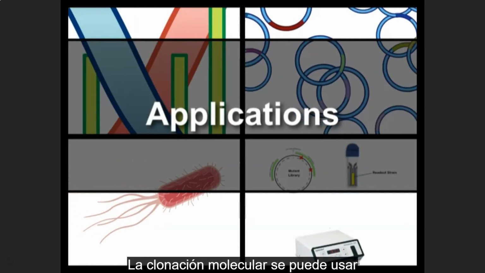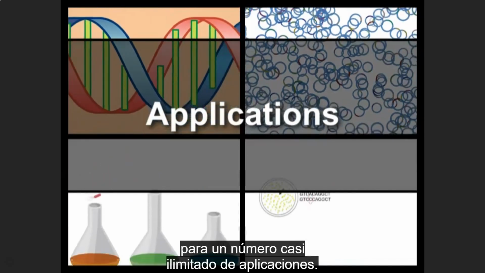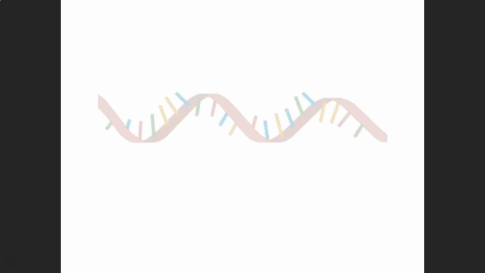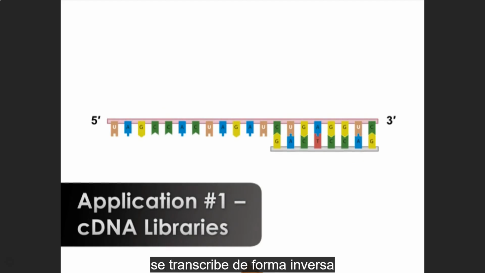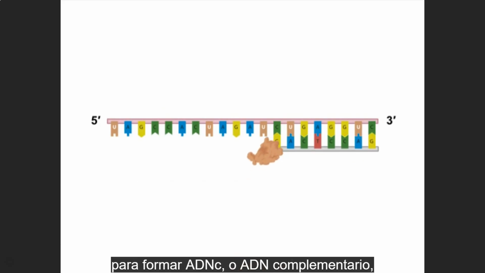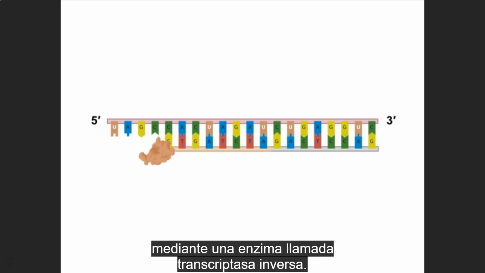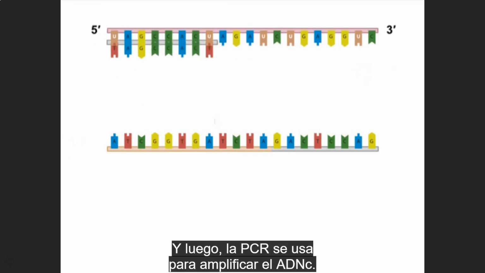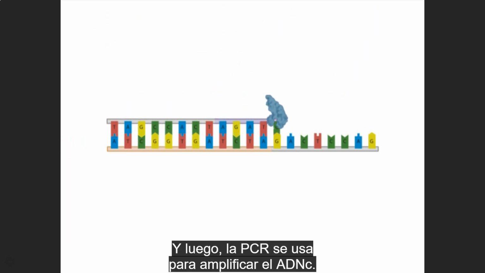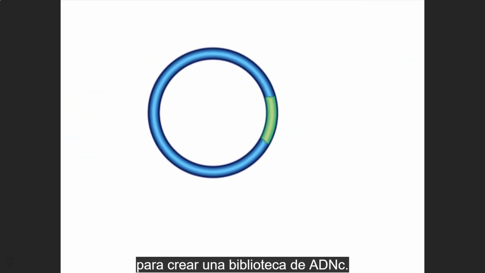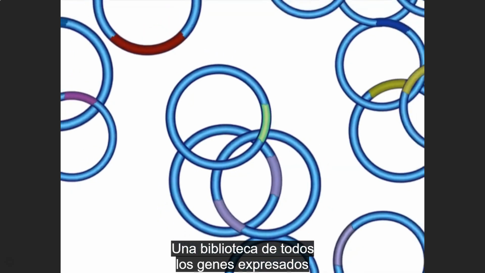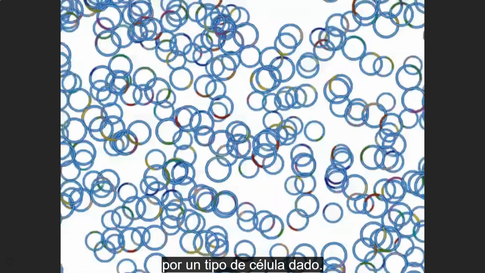Molecular cloning can be used for a near limitless number of applications. For instance, when an mRNA template is reverse transcribed to form cDNA or complementary DNA by an enzyme called reverse transcriptase, and then PCR is used to amplify the cDNA, molecular cloning can be used to create a cDNA library, a library of all the genes expressed by a given cell type.